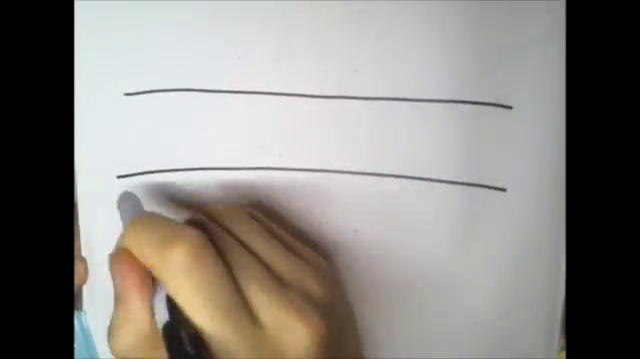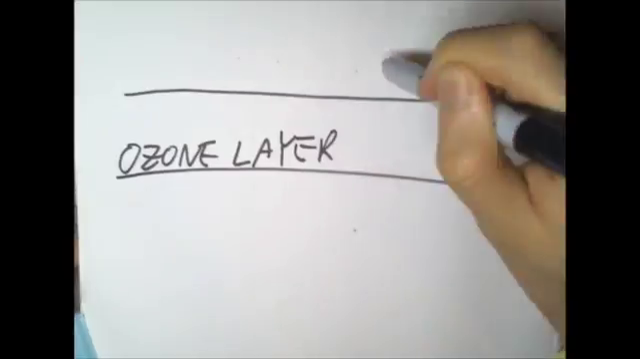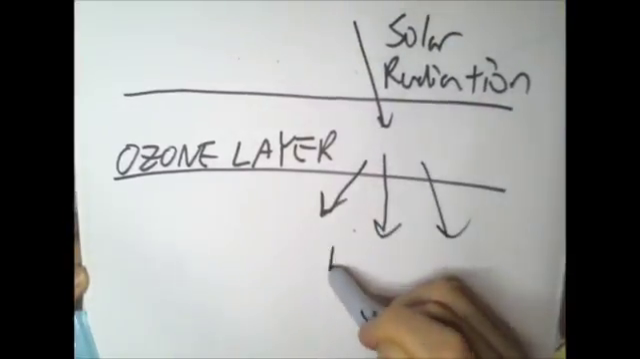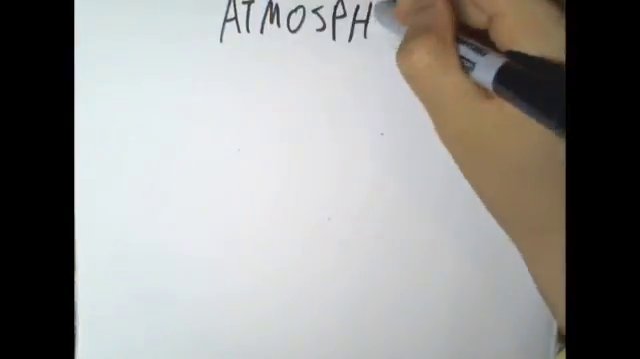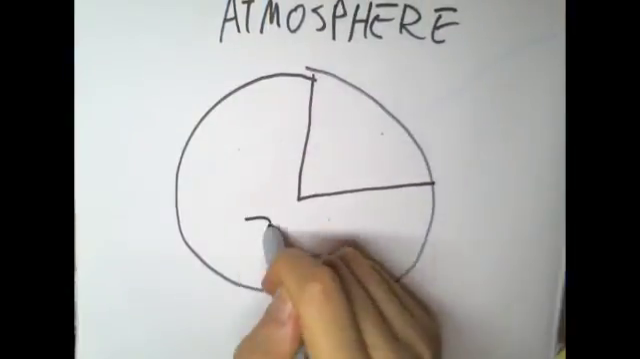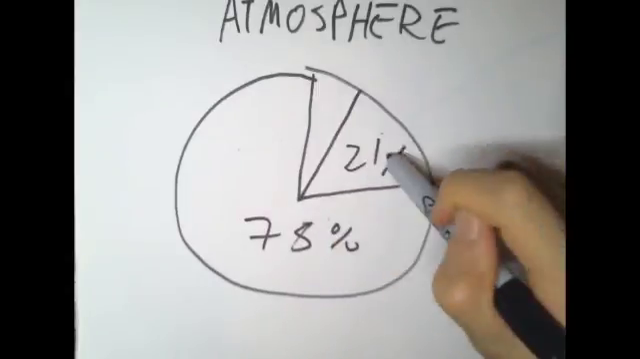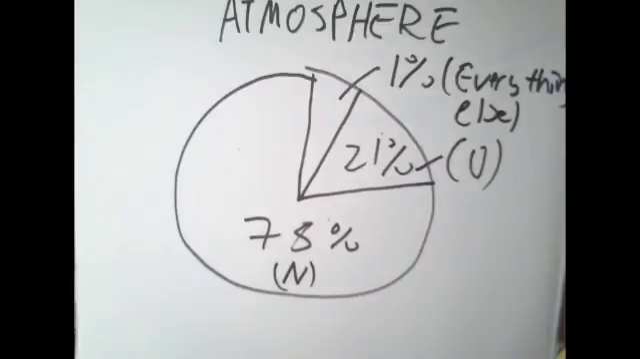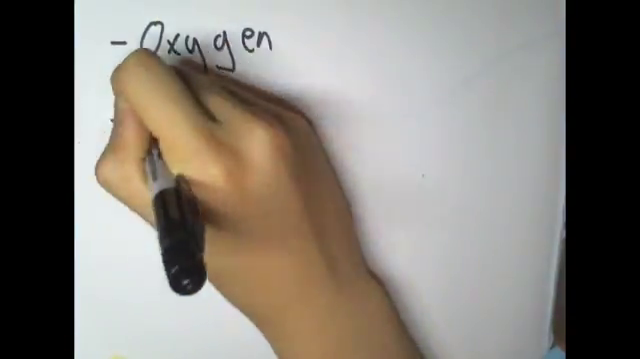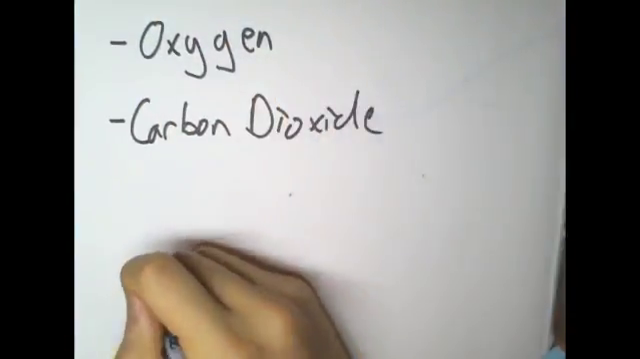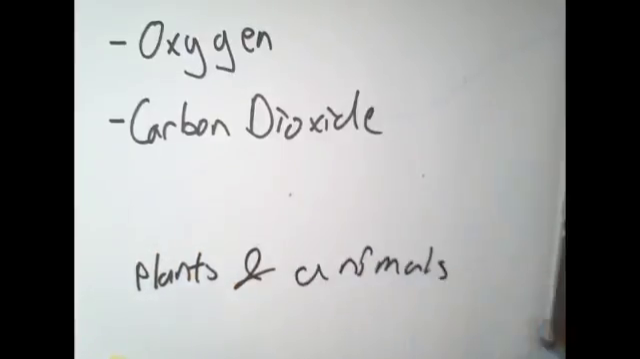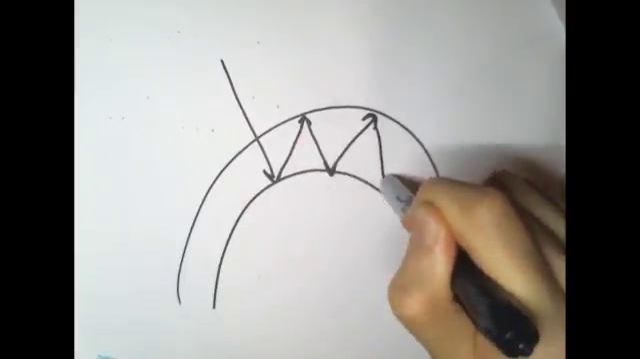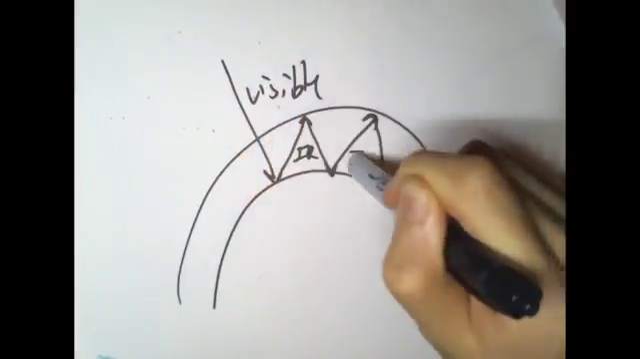A very important part in the atmosphere is the ozone layer, as it absorbs the solar radiation and turns it into heat. Our atmosphere comprises roughly 78% nitrogen, 21% oxygen, and 1% everything else, including carbon dioxide and water vapor. On planet Earth, carbon dioxide and oxygen help both the plants and the animals survive. Our atmosphere also facilitates the greenhouse effect, which keeps most of the heat on the surface of our planet.